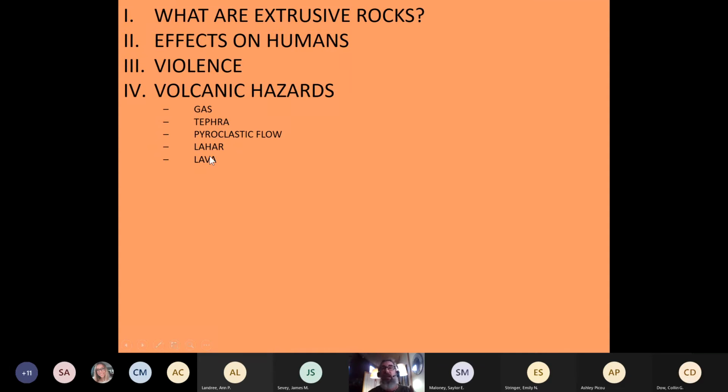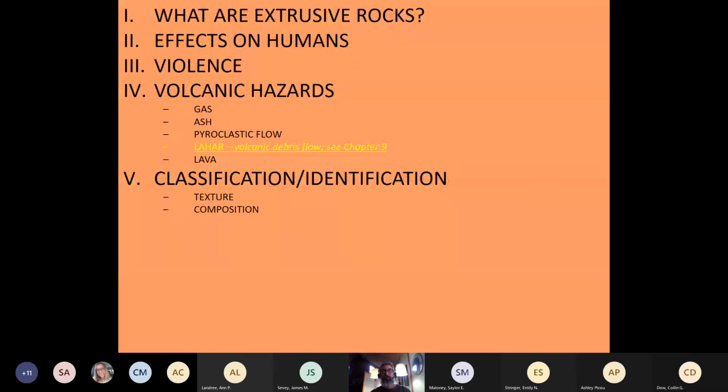I'm going to mention that a lahar is a volcanic mud flow, but we're going to talk about lahar as a hazard in chapter 9. So not this module. We'll mention that lahars are triggered by most explosive eruptions. In fact, most explosive eruptions produce ash, pyroclastic flow, and lahar. But that's all that I'm going to talk about today for lahar. So let's get to lava.